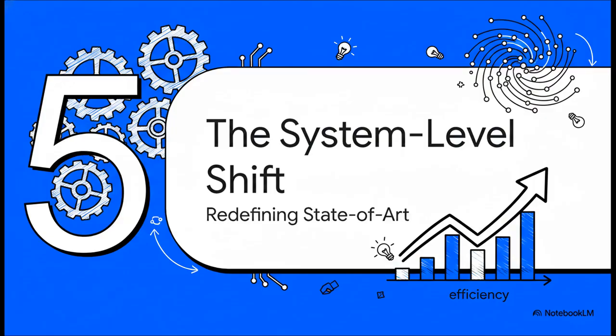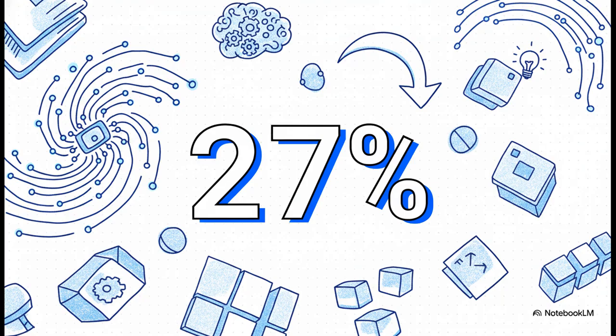Which brings us to Section 5, the system-level shift, and how they are redefining the state-of-the-art. So what does all this crazy architectural innovation actually mean for real-world efficiency? 27%. In a 1 million token context setting, the massive DeepSeek V4 Pro model requires only 27% of the single token inference flops compared to its predecessor.